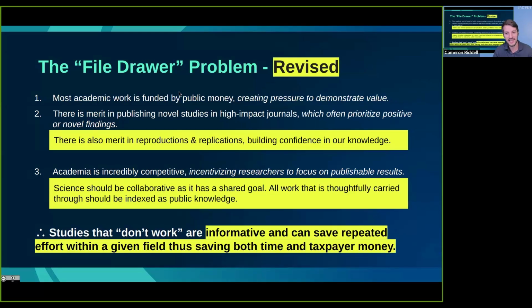And in an open science world, studies that don't work are actually informative, and they can save repeated effort within a given field, thus saving both time and taxpayer money, especially if you're getting that funding from public awards. And so always remember that if you have conducted an experiment and it didn't go the way that you thought it would, that does not mean that you just throw away your paper.